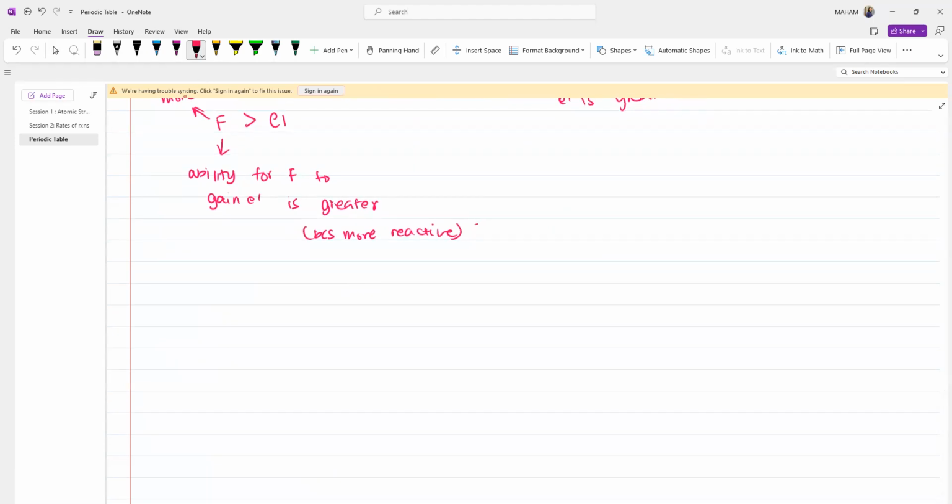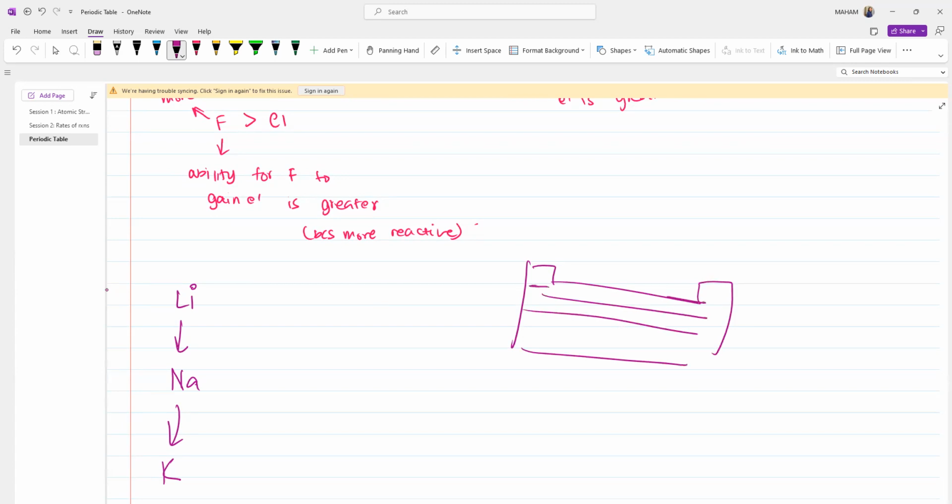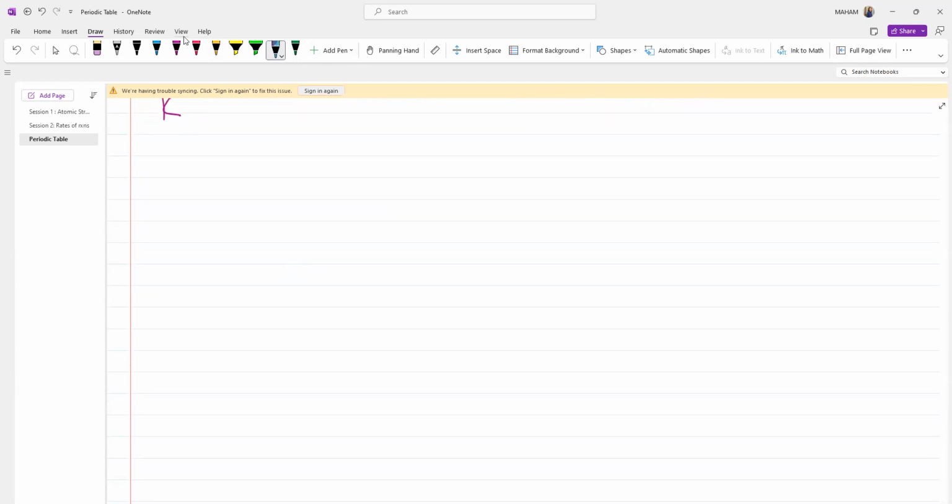So in group 1, the reactivity increases down the group, okay? And why does that happen? Group 1 has metals like lithium, sodium, and potassium. If you look at the periodic table, it has a lot of elements, and lithium, sodium, and potassium are somewhere here, in group 1. If I were to talk about the reactivity in comparison with each other, then lithium here has a lesser atomic radii. This is your atomic radii.